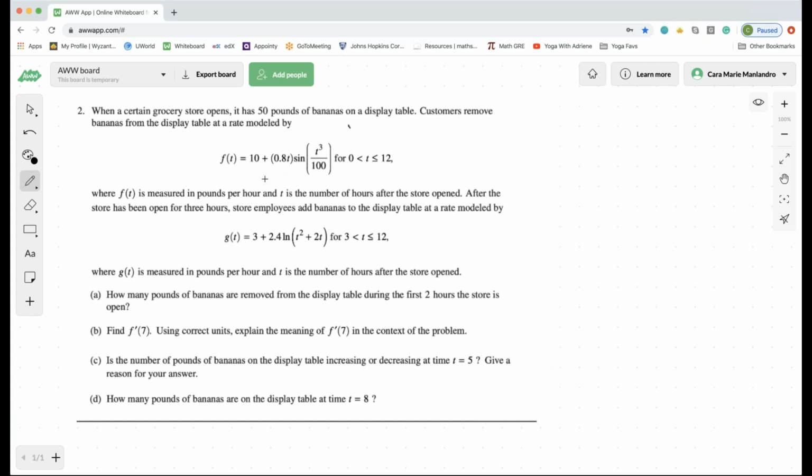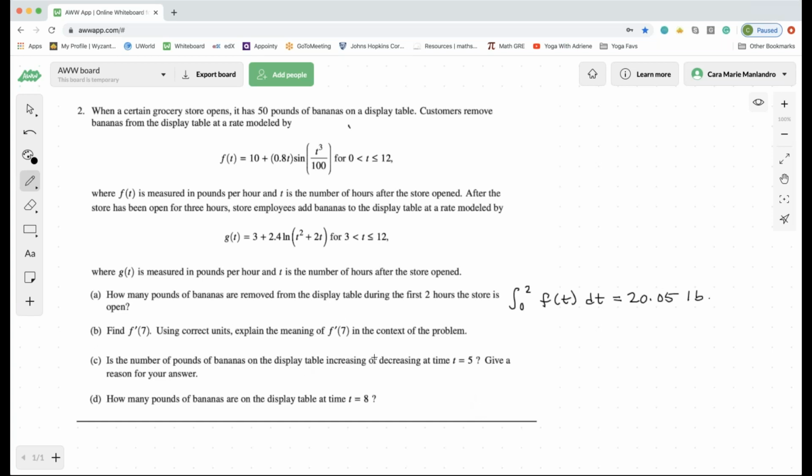So the function, we want to integrate it because it's the rate they're removed. So 0 to 2 and then f of t dt. Everybody okay with that? And then we would use the calculator to go ahead and find that. I think everybody knows how to do that. So when we do that, we get 20.05 pounds of bananas. So I'd probably round that to 20.